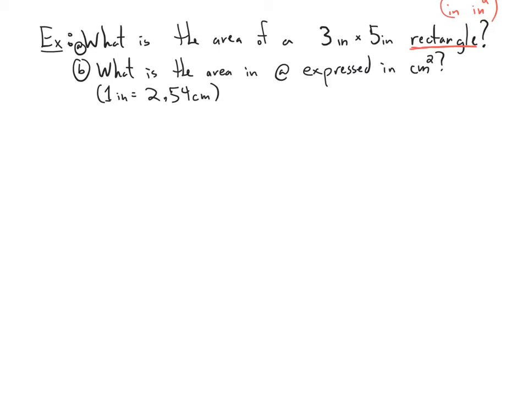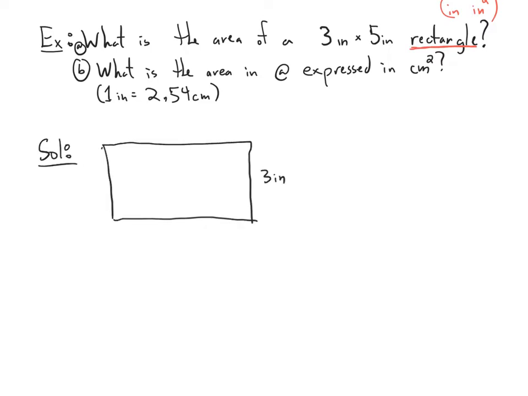Okay, so let me draw this rectangle that I described here. So here's my sketch of it. It's not perfect, but it doesn't matter. And we know one dimension is 3 inches. Let's say vertically it's 3 inches. Horizontally it's 5 inches. And remember, we want to ask how many little 1 inch by 1 inch squares, or square inches, can fit inside this. Well, let's mark this off. I'm just going to estimate in inches this way.